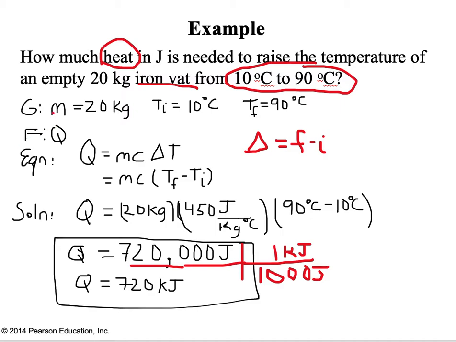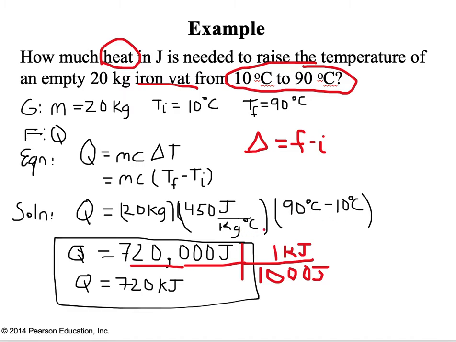Now we need to solve. We're given the mass of 20 kilograms, an initial temperature of 10 degrees Celsius, a final temperature of 90 degrees Celsius. We want to find heat, which is given the letter Q. We're using this equation number 1. Q is equal to mc delta T, where delta is still final minus initial, so our delta T is T final minus T initial. We put our mass in of 20 kilograms, our 450 joules per kilogram degrees C for a specific heat that we looked up in the table, and we write our temperature difference down.